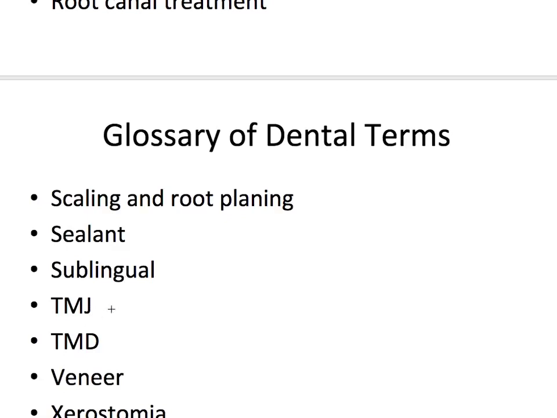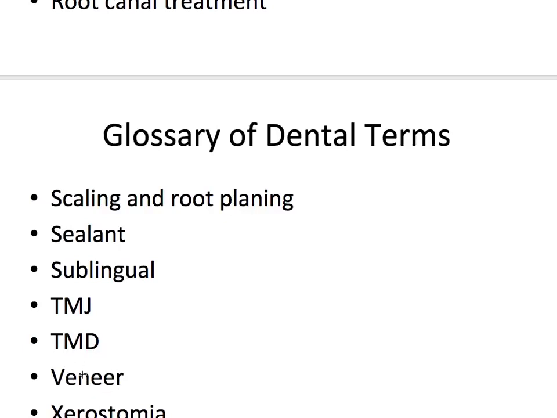TMJ is short for the temporomandibular joint. That's the joint that connects the lower jaw to the skull. And this is not to be confused with TMD, which refers to temporomandibular joint dysfunction, which is pain, clicking, and other symptoms that are caused by problems with the TMJ and associated muscles.